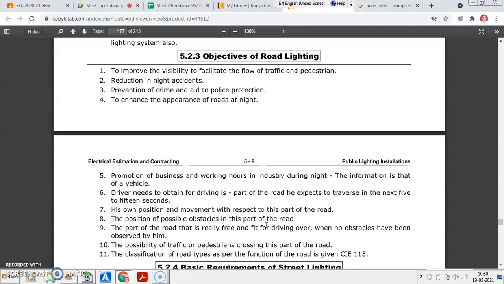It promotes the business working hours in the industry during night. We can have 24/7 business running, or industries are running in 3 shifts. So during nights, the street light is a must. Promotion of business, that can be possible.